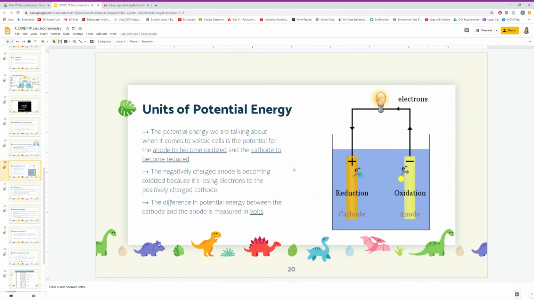Before I go any further, what is this potential energy that I'm talking about? The potential energy we are talking about when it comes to voltaic cells is the potential for the anode to become oxidized and the cathode to become reduced.